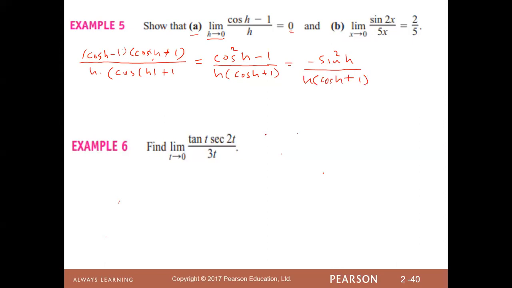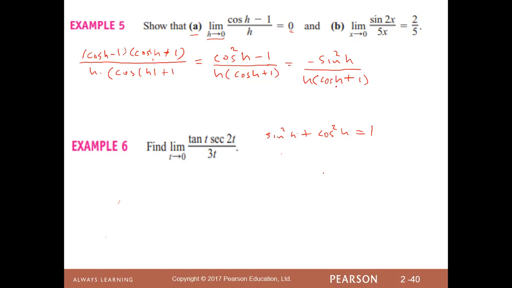If you're not comfortable, let's take a look at this. What is sine square of h? Sine square of h plus cosine square of h equal to what? Help me. Equal to what? Sine square of h plus cosine square of h is equal to what? Yes, Shabab? 1. 1, right?